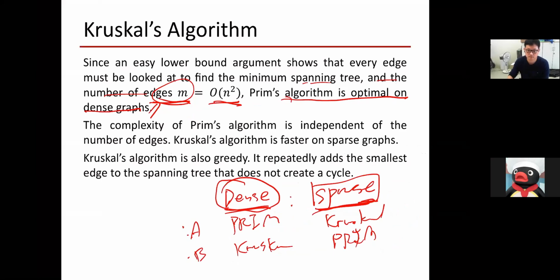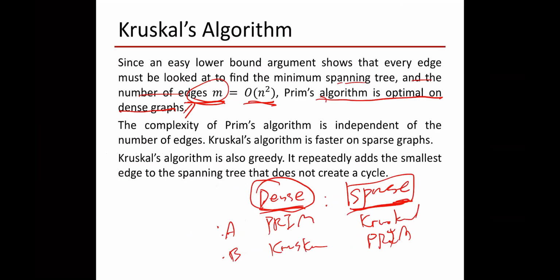Does the slide say Prim's algorithm is optimal on dense graphs? So is it Jonghoon speaking? Yeah. Okay, can you say that again, please? I think the slide says Prim's algorithm is optimal on dense graphs. So I said. Okay, any logical support? Who has a logical support and why? Any guess?